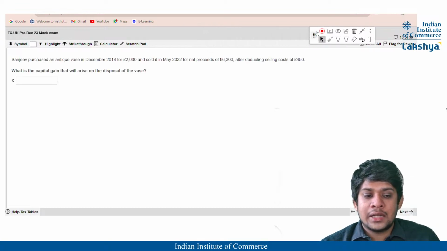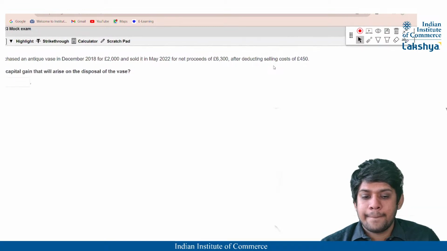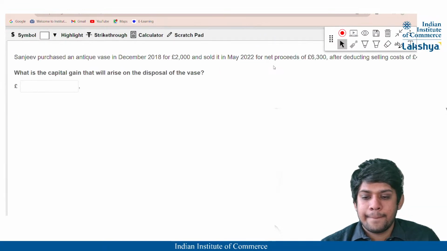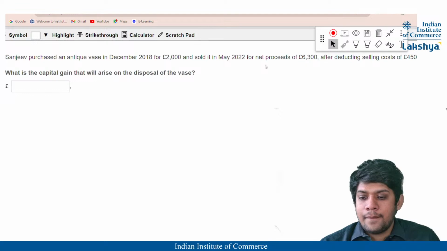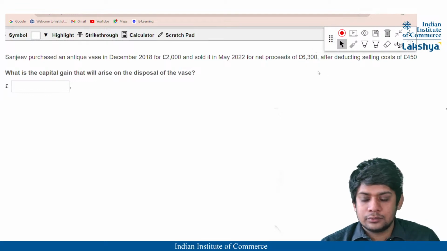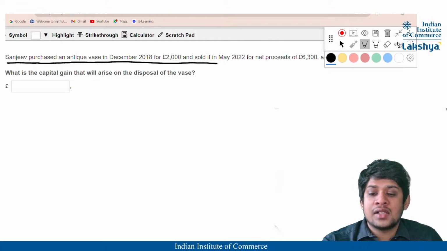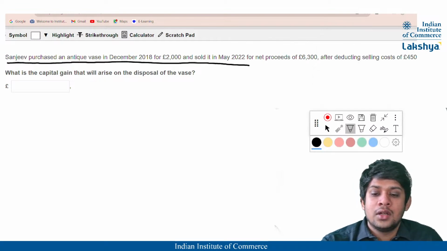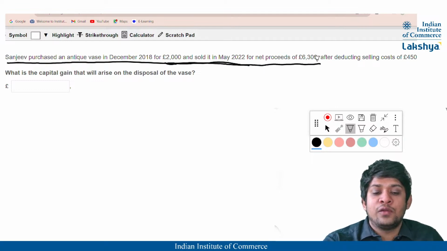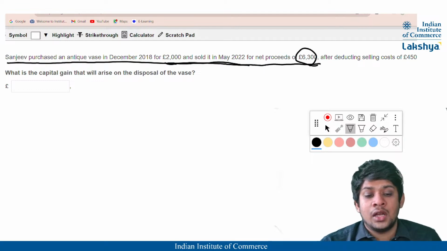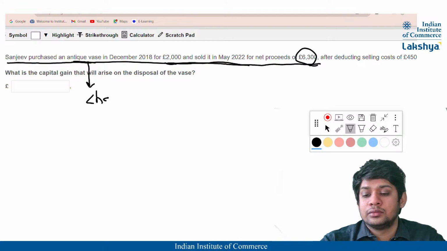Okay, let us look at this scenario. Sanjeev purchased an antique vase in December 2018 for £2,000 and sold it in May 2022 for the net proceeds of £6,300. So that means this antique vase, firstly guys, it is a chattel.